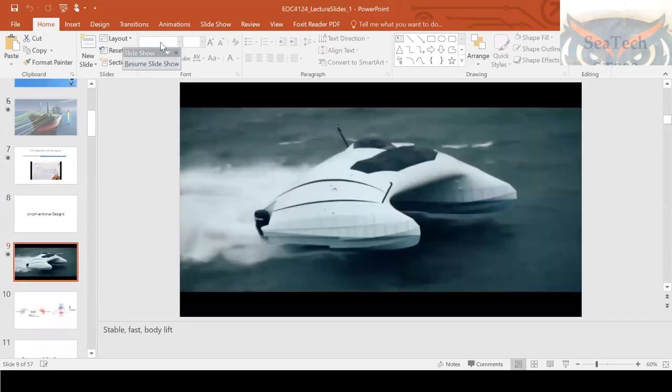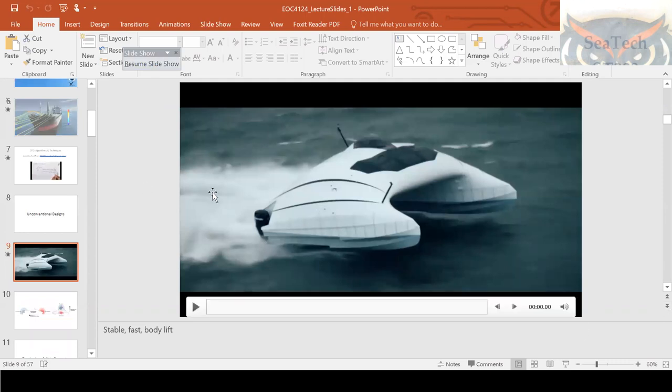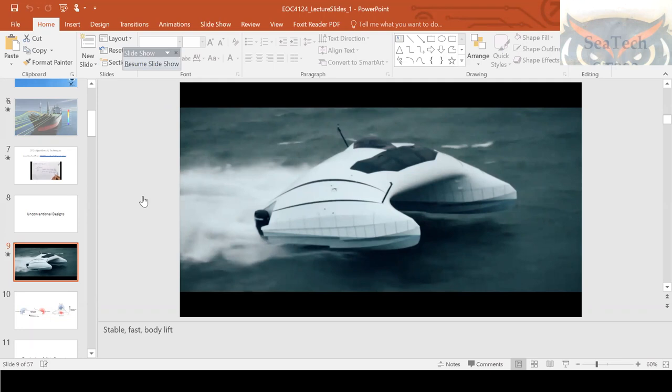Okay. Yeah, so I was saying that there's even some naval vessels that were designed to basically fly out of the water because it helps them go much, much faster. I'll show you a picture. It's a little scary, okay?